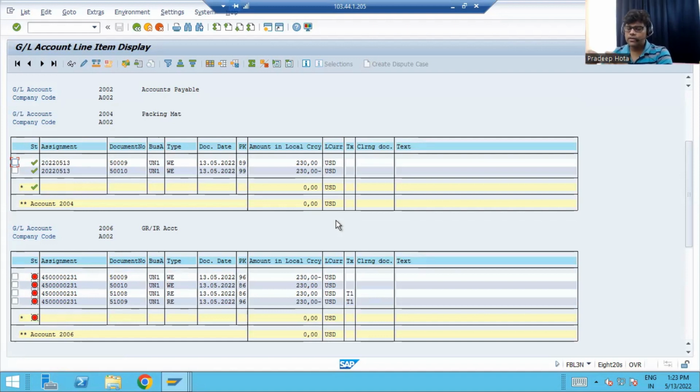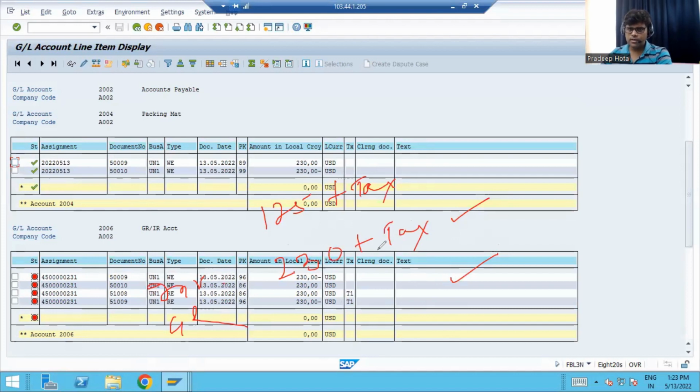We cancel the invoice, we cancel the GR, and all these entries are nullified, because in place of 125 plus tax, which is our PO amount, the user wrongly created 230 plus tax as the invoice, and the same GR was processed. So we cancel the GR, we cancel the invoice.